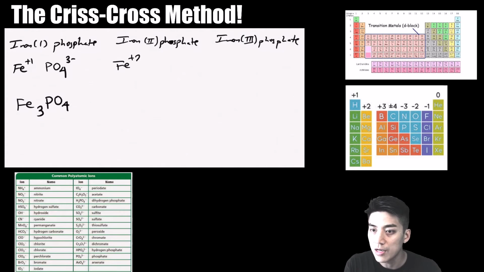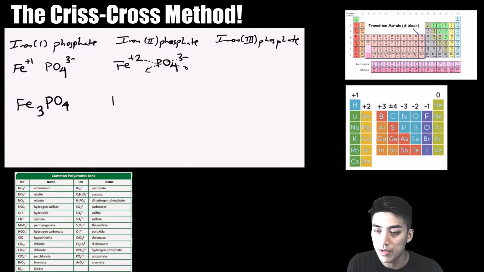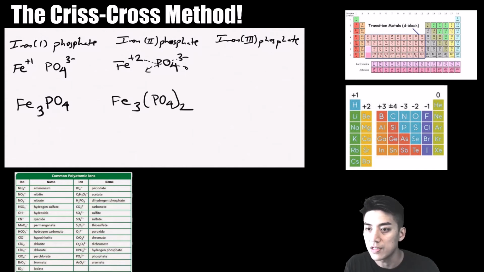This one is iron now with a +2 charge. Phosphate is still the same. It's PO4 with a -3. Crisscross the 2 charges, bring the 2 down, bring the 3 over. We've got Fe3(PO4)2, so 2 sets of phosphate.